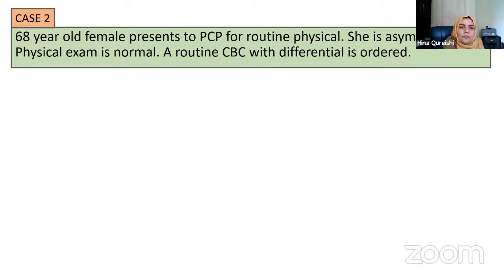Well, this case number 2 is slightly different. This is an older female, a 68-year-old female. She presented to her primary care again for a routine physical. She is asymptomatic, and her physical exam was normal. Now, the CBC was performed, even though there was not much information from the clinical history and examination, just because she is an older individual, as a routine.